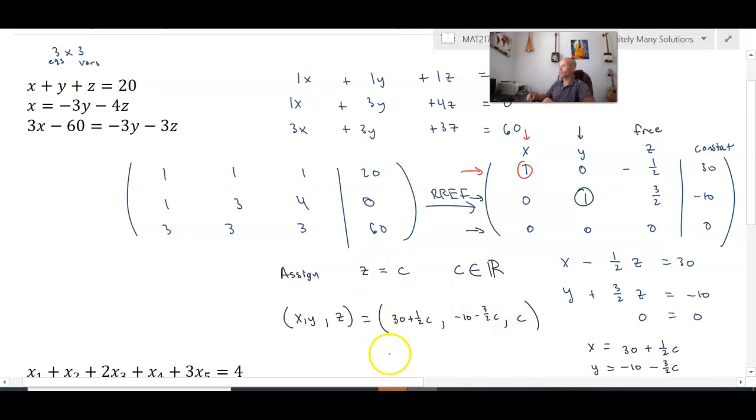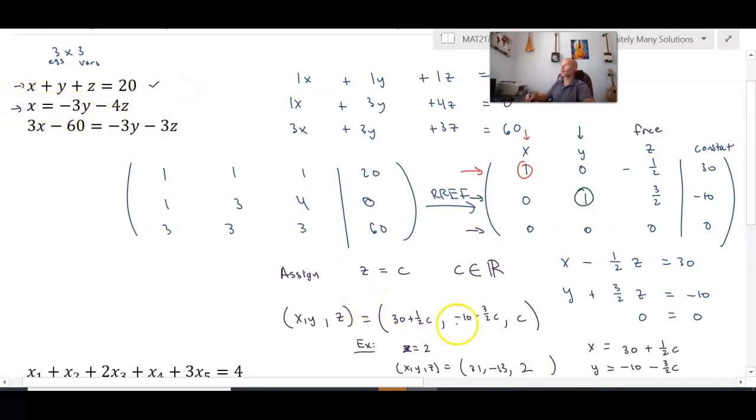And you can test this out. Let's just say, for example, z is equal to 2. I pick 2 because then it cancels out some of the fractions, so that's nice. So we get (x, y, z), in that case, where we want z equal to 2. Then we get 30 plus 1/2 of 2, which is 1, so 31. We get negative 10 minus 3/2 of 2, which is negative 10 minus 3, negative 13. And then the value of z is 2. So we can just check that these three add together to give us 20. 31 minus 13 is 18. 18 plus 2 is 20, so that one checks out.